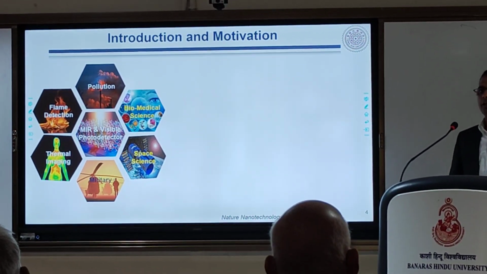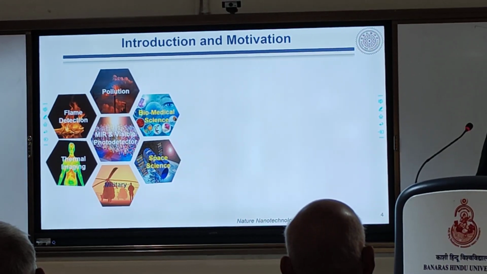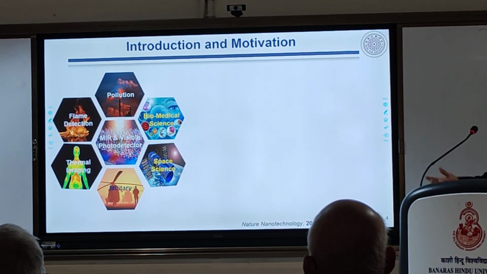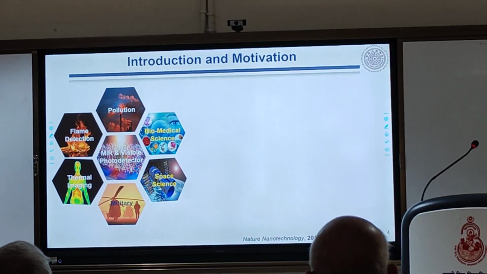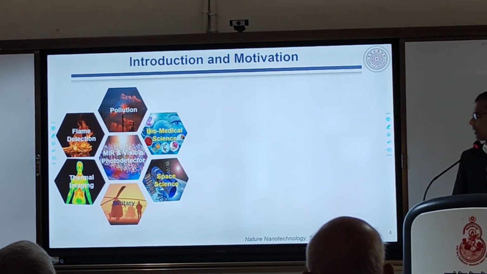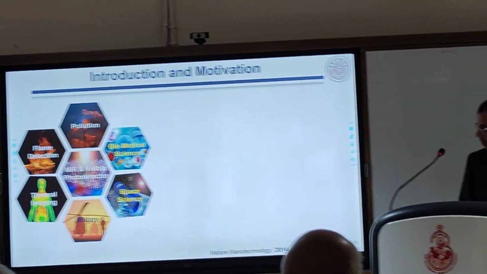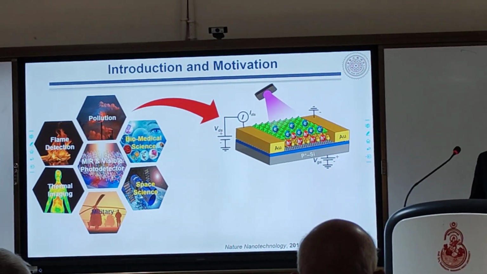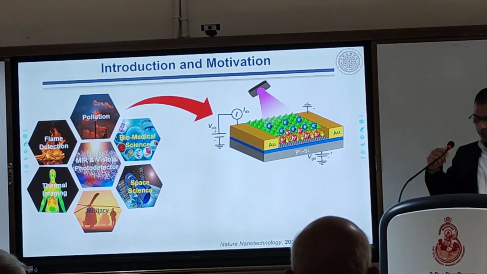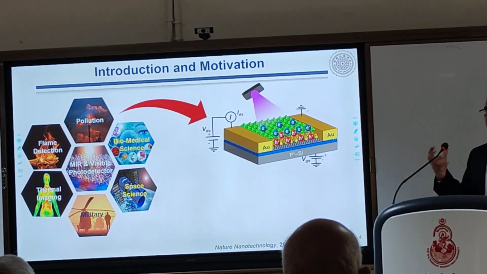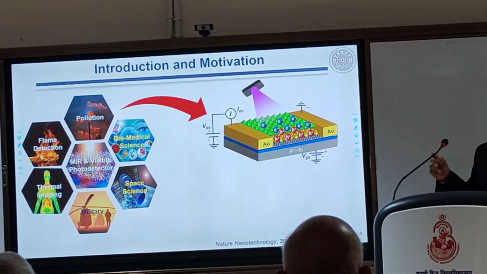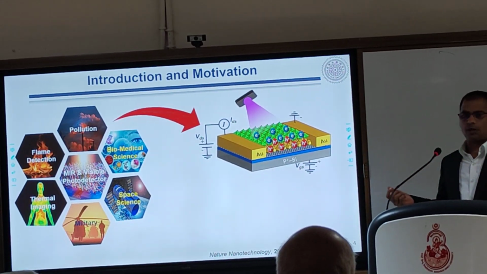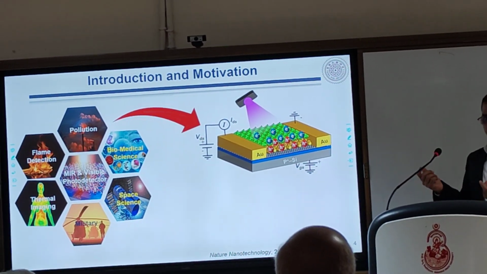As we know, optoelectronic devices are used basically as photodetectors for different applications in our daily life: flare detection, pollution detection, also biomedical science and space science, and also in the military and thermal imaging. So what is a photodetector? A photodetector basically has photoactive materials, and once it is illuminated with light, it will generate excitons. Once you apply a bias across these photoactive materials, the excitons will break down and move towards the opposite potentials, so that you can get current.